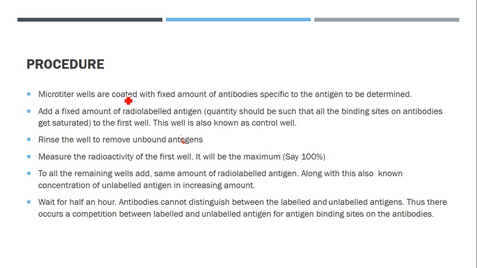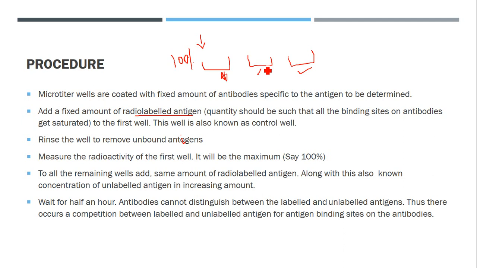So see what we have done. We are going to take microtiter wells, coat each of the wells with a specific fixed amount of antibodies. The concentration of antibodies should be the same in each of these wells. Now in the first well, what you are going to add? Add radiolabeled antigen, and its quantity should be such that all the binding sites on the antibodies get saturated, and this well will be known as the control well because it contains all the labeled antigens bound to the antibodies, and its radioactivity will be considered as 100%.